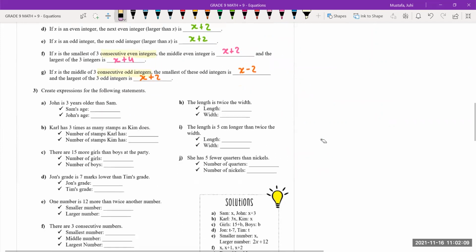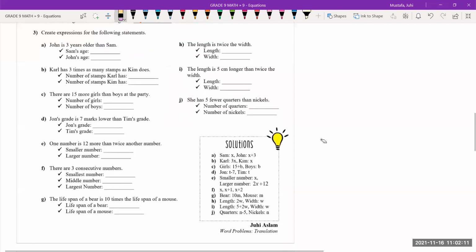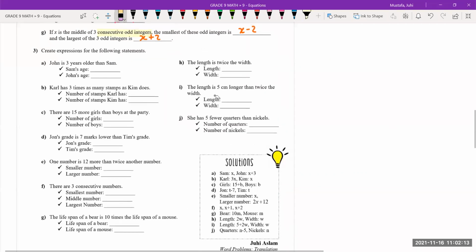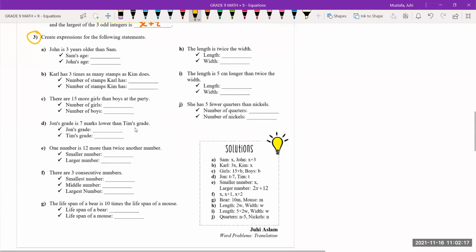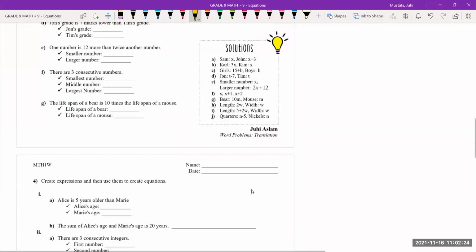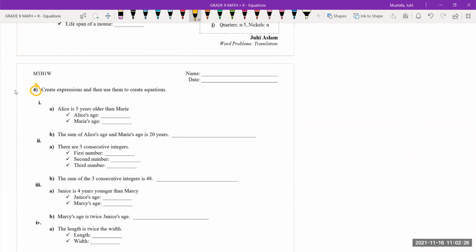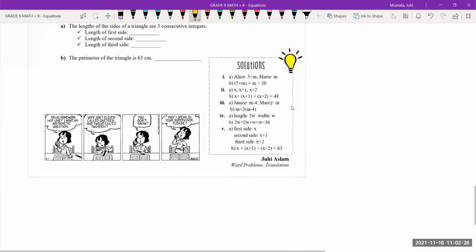So your homework for this section is not any textbook questions, but you're going to do question number 3. And all of the answers are on the bottom right-hand side of that page. So see how it says solutions? You can check your work. And then you're going to do question number 4. And all of the answers for that are also on the bottom right. And then everyone make sure you read the funny comic that I've included.